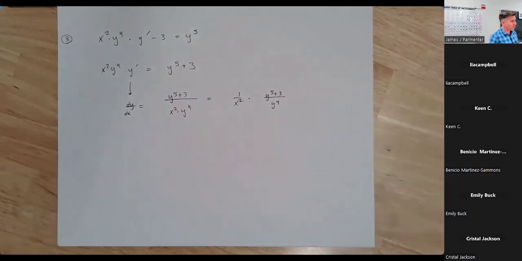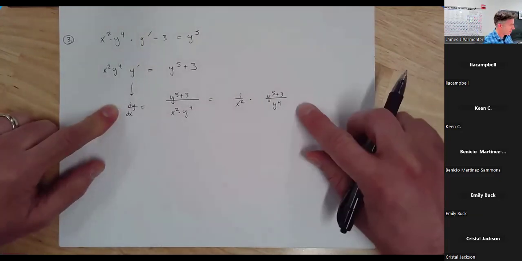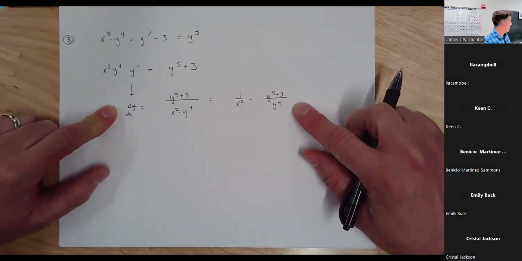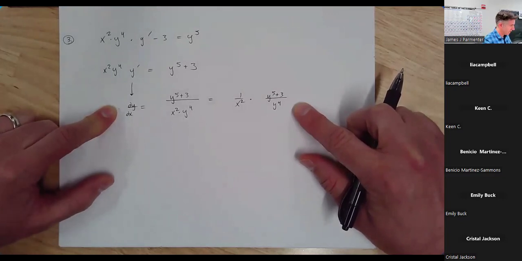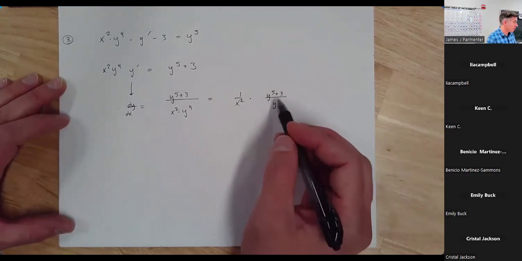Okay, the way I have written this, the y's have to come to which side? The left or the right? There's definitely a right answer and a wrong answer. So here's the left side over here. Here's the right side over here. Which side do I need the y's on? The left side.